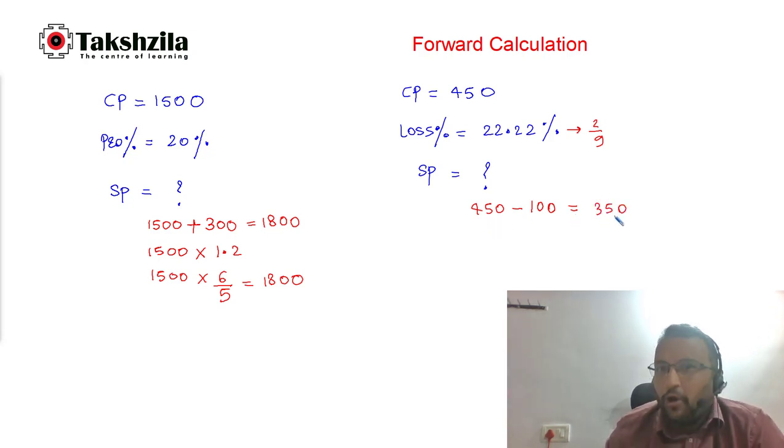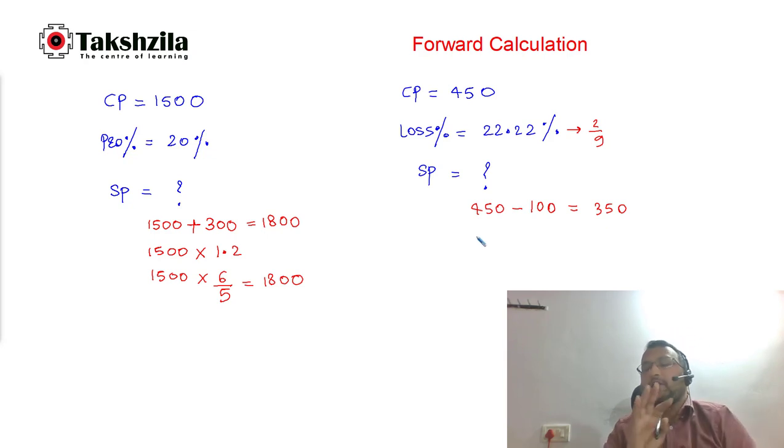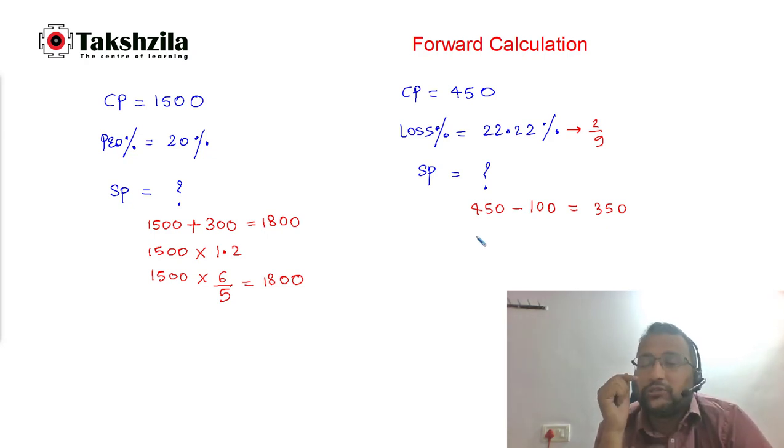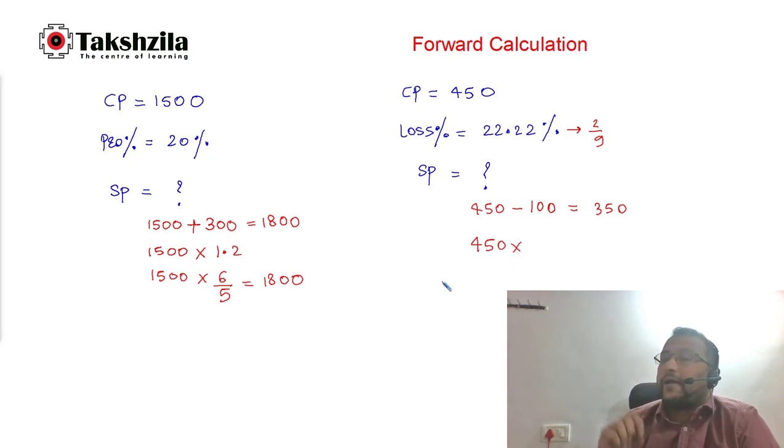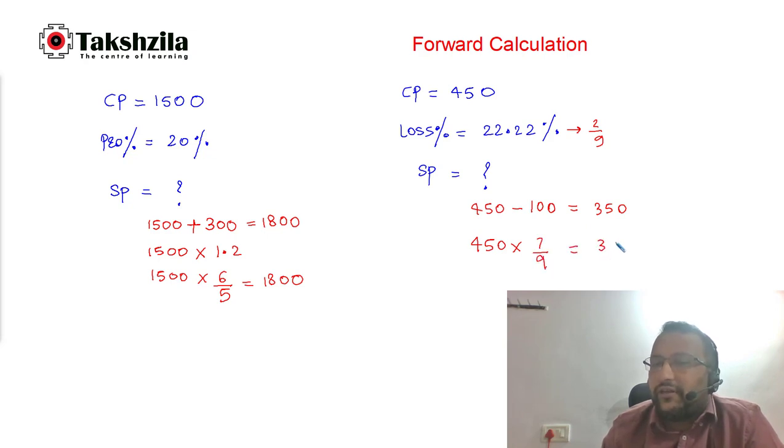Or what you can do is, the loss is 22.22%, so we sold the article by decreasing cost price by 22.22%. To decrease 450 by 2 by 9, we need to multiply it by 1 minus 2 by 9, that is equal to 7 by 9, which is nothing but 350.